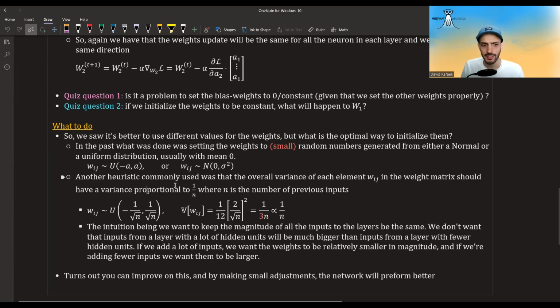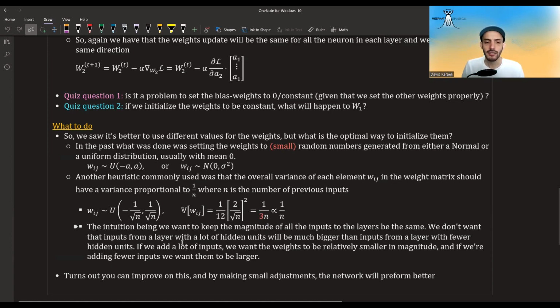A common heuristic that is used is that you want to set the variance of W to be proportional to 1 over n, where n is the number of previous inputs. Okay, so for example, if it's a uniform, you want it to be somewhat like this. Why? Because if you take the variance, it's just this minus this. So it's this squared and divided by 12. This is equal to this, and this is proportional to 1 over n.